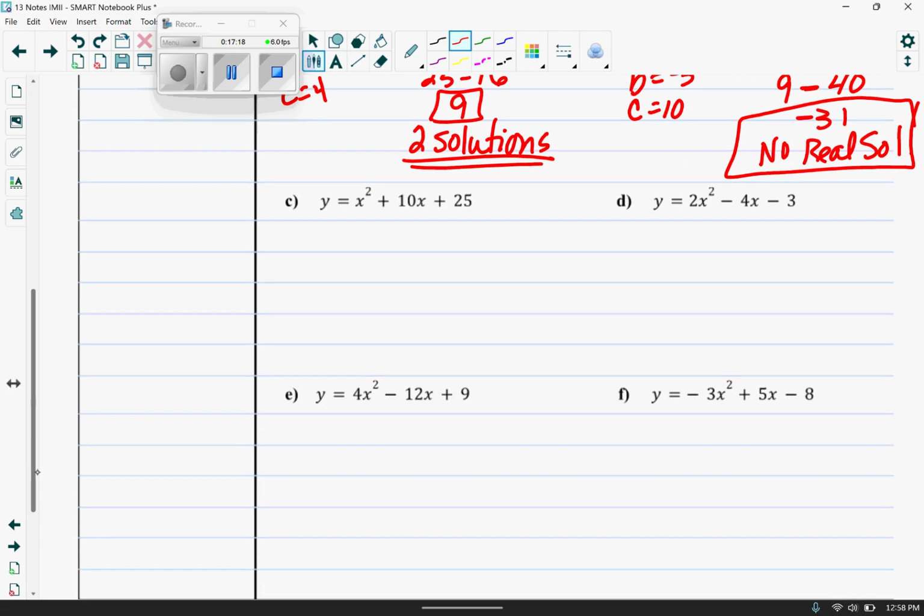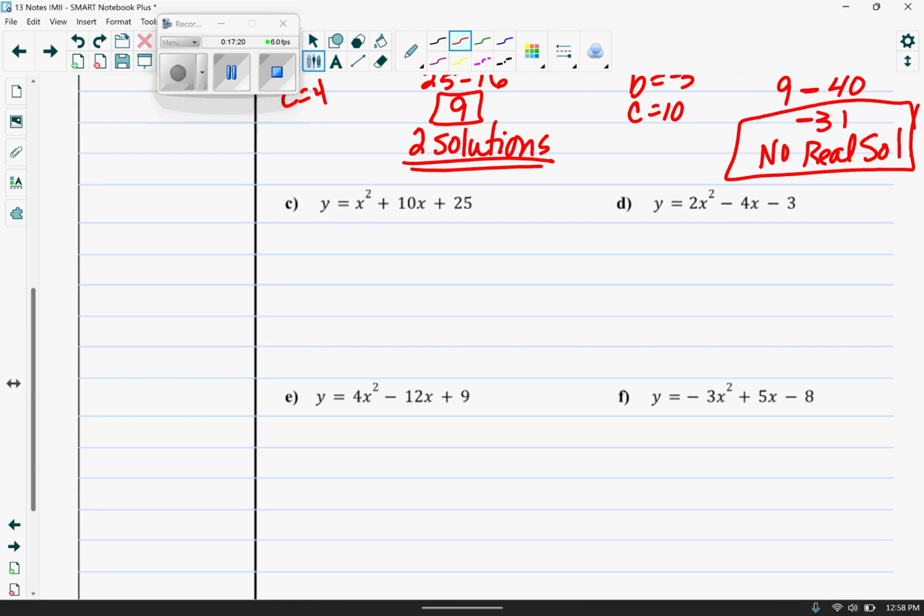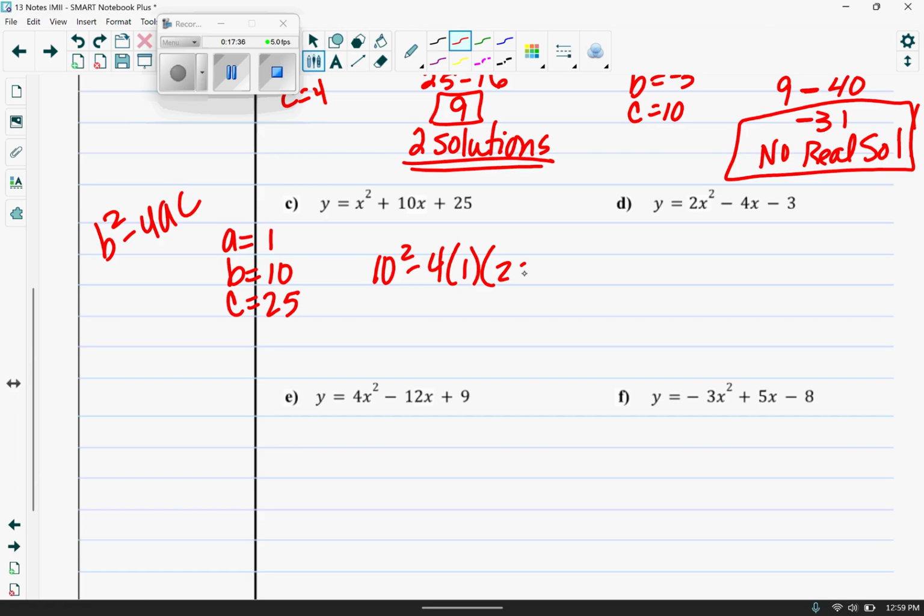And my next one. My a value is 1. My b value is 10. And my c value is 25. Again, b squared minus 4ac. So 10 squared minus 4 times 1 times 25. 10 squared is 100 minus 4 times 1 is 4 times 25 is 100. That gives me 0. So it means one solution.